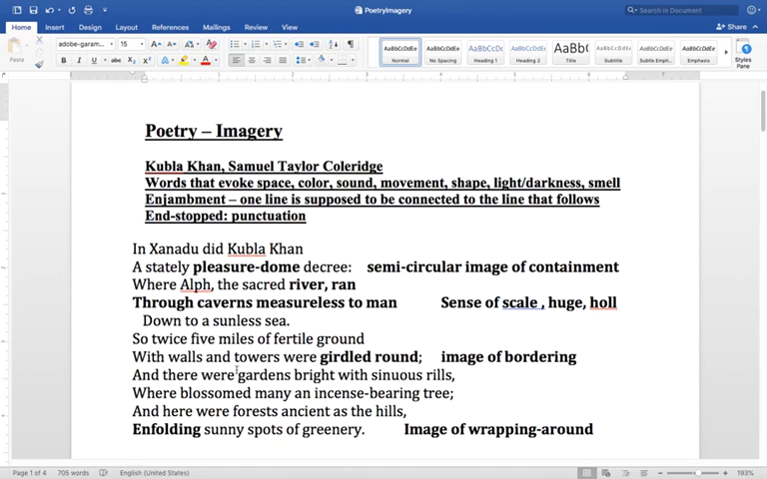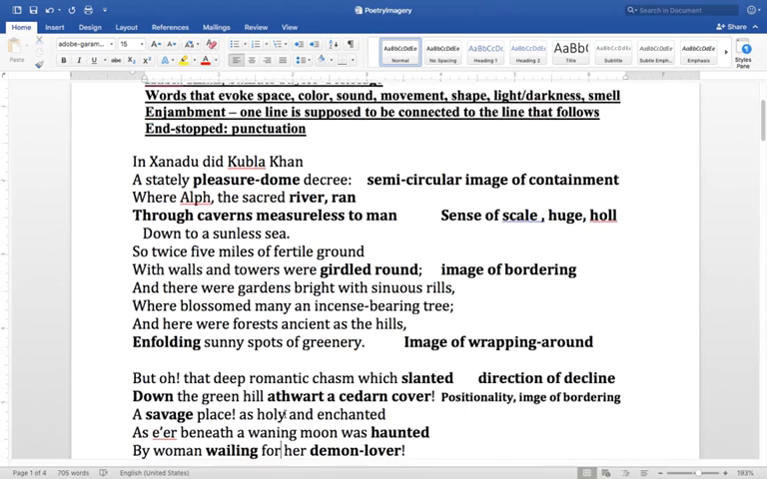And here were forests ancient as the hills, enfolding sunny spots of green. And notice what Coleridge is doing. Words like dome and girdle round and now enfolding all give a sense of containment, of bordering, of wrapping around. And so we really do get a sense of this dome being created. So he may have been high, but he was very much in control of his words and images, wasn't he?